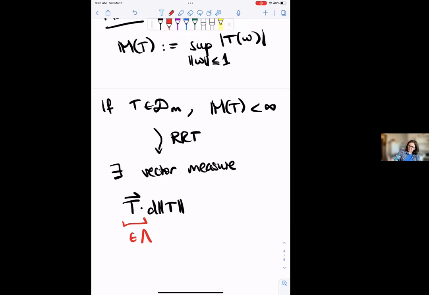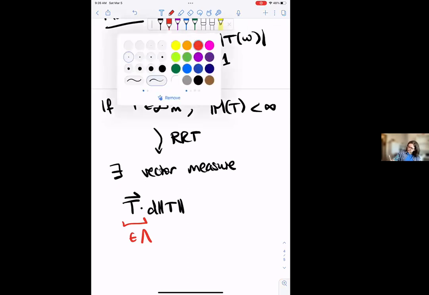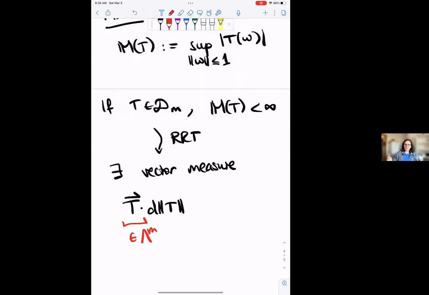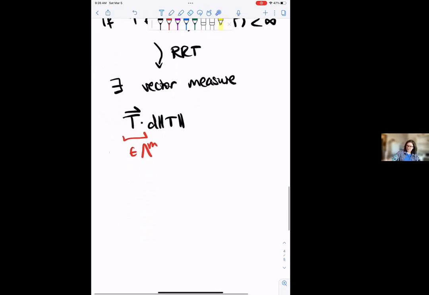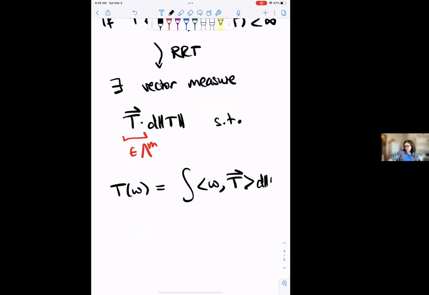the space of m-forms. Oh, sorry, in this wedge space. And this guy is the mass of the measure, such that, right, we can identify this measure with T in the following way.